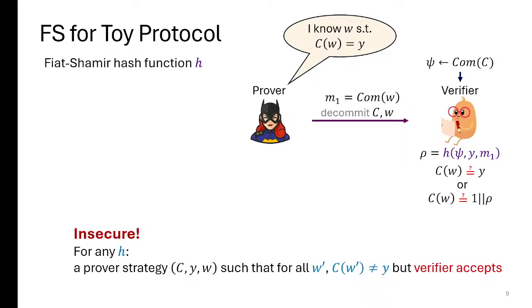So what I mean, again, is that for any H, there's a prover strategy, which in this case is just specifying the circuit, specifying the output, and specifying the witness. I say the witness and not M1 because we have a commitment to the witness, and you have to open it. So I'm not going to try to break the binding of the commitment scheme. I just need to specify W such that, first of all, this is a no instance. So for all W prime, C of W prime is not equal to Y. But the verifier is going to accept it. Is this clear before I show the actual attack?